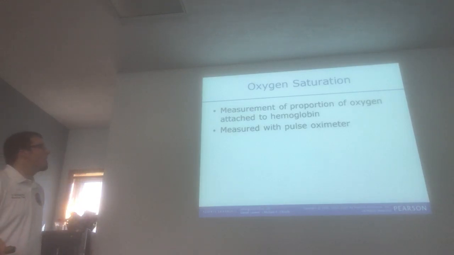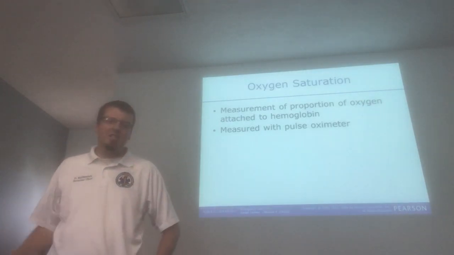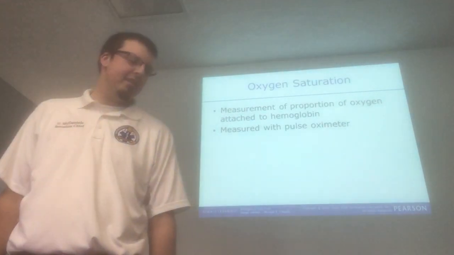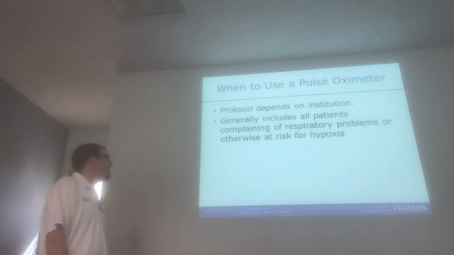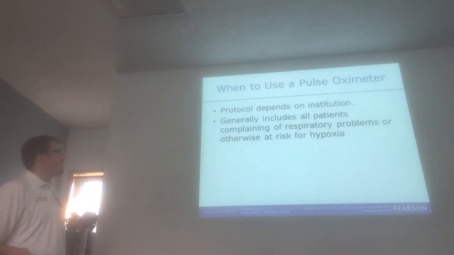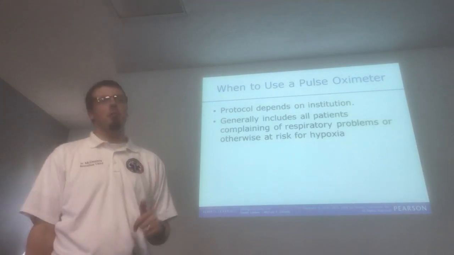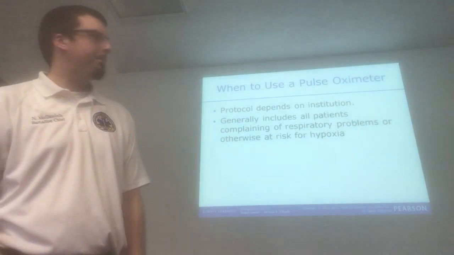Oxygen saturation. It's the measurement of the proportion of oxygen attached to hemoglobin. It's measured with a pulse ox. It is not their O2 stat, it's their oxygen saturation or O2 saturation. O2 sat, not stat. Stat means now, sat means saturation. Protocol depends on the institution, but generally includes all patients complaining of respiratory problems. We get an O2 saturation on everyone. Everyone gets their pulse, blood pressure, and oxygen saturation checked automatically. We do it on everybody.